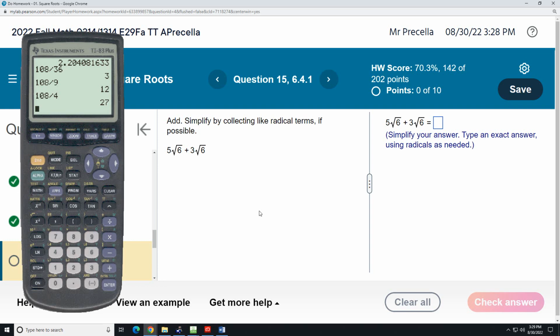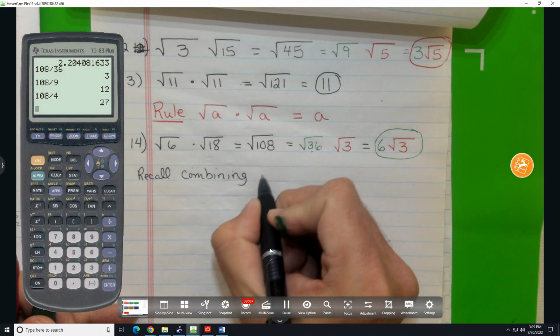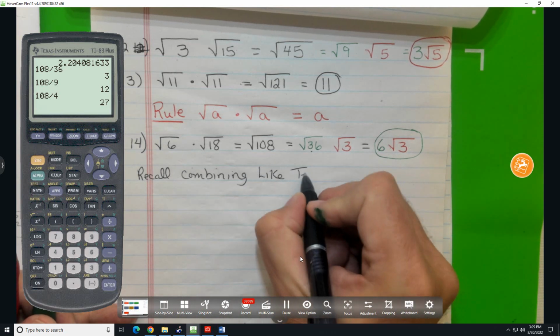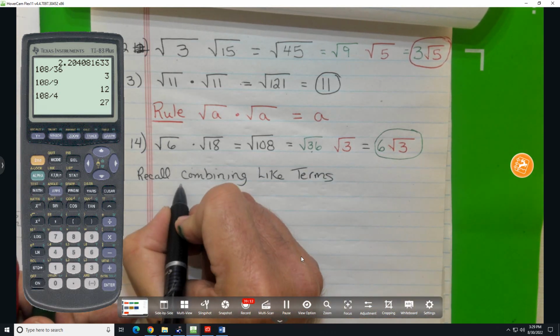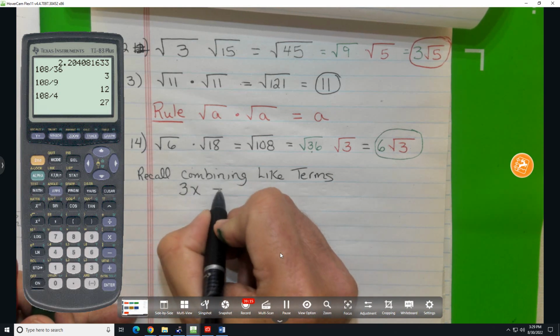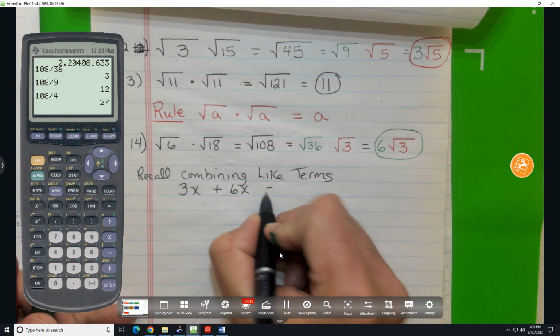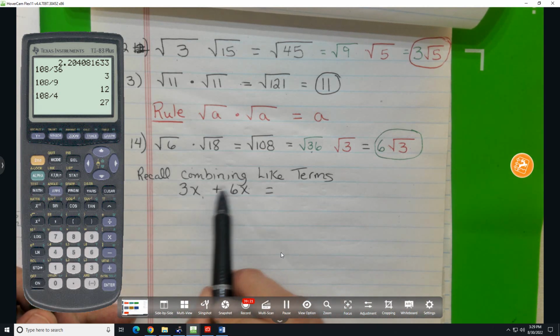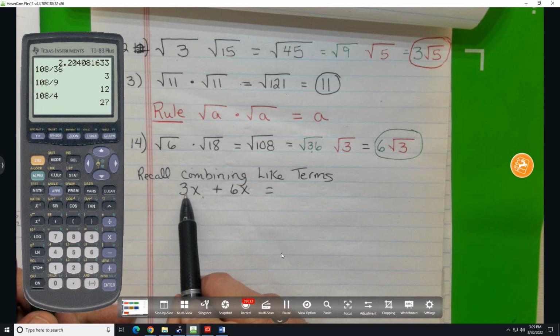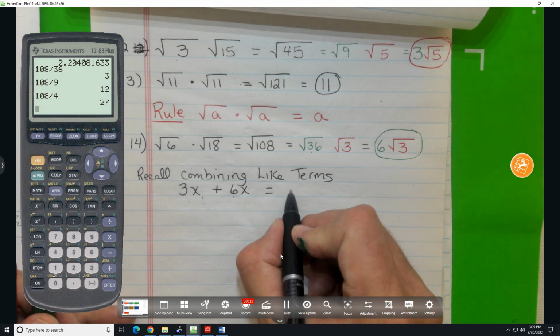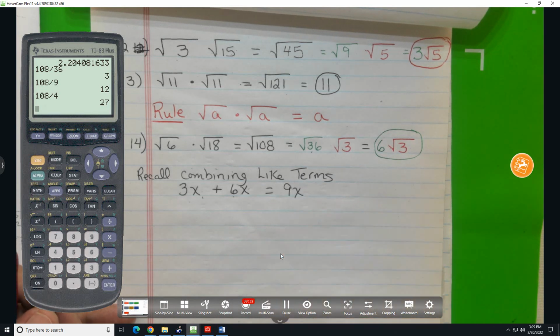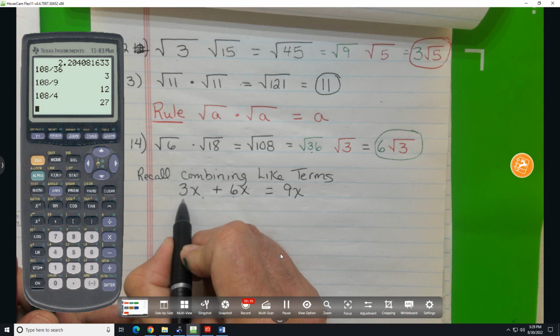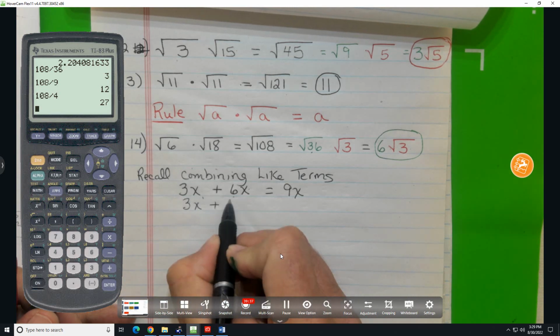Before we do problem 15, I want to recall something called combining like terms. I say recall, it's nothing I've said today, but in a previous math class you would have done stuff like this. 3x plus 6x. And you would call those like terms because they're both x's. It's the same thing as 3 cats plus 6 cats is 9 cats, so 9x.